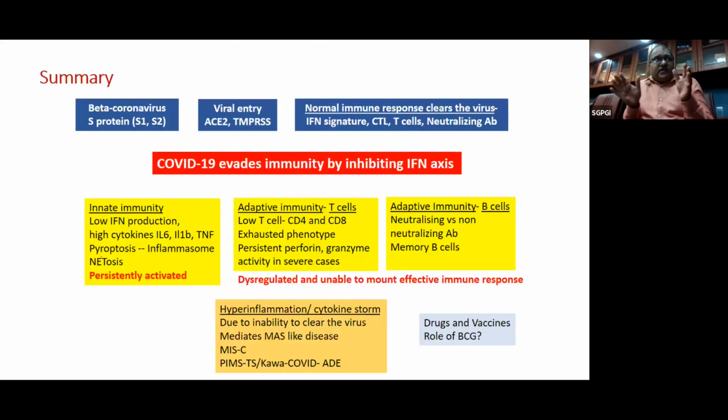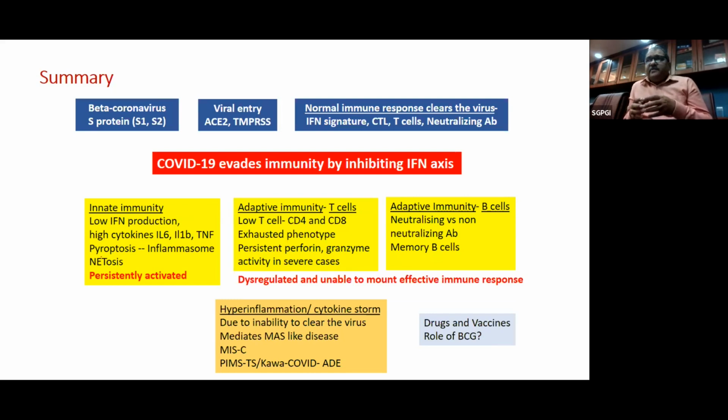So this is the total part of the immune system that I wish to discuss today with you: this is a beta coronavirus, we all know, and the virus enters through ACE2 receptors and also neuropilin-2 receptors, which have been recently described. With a normal immune response in the form of type 1 interferon, if it is there, or if the T cell and B cell responses are normal, it will clear the virus.